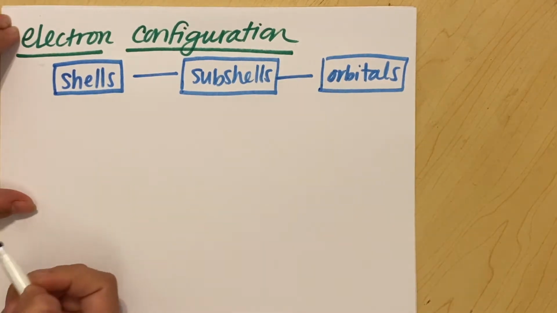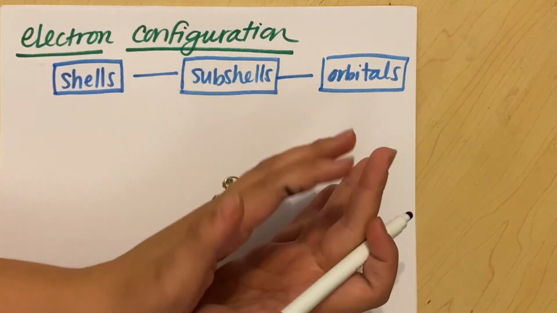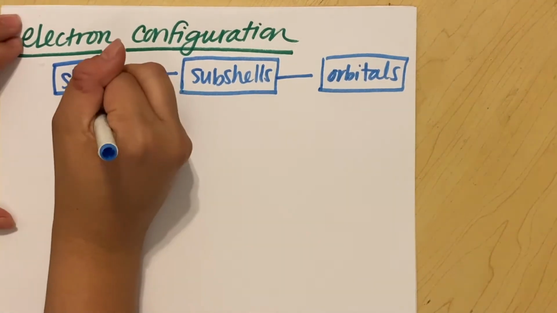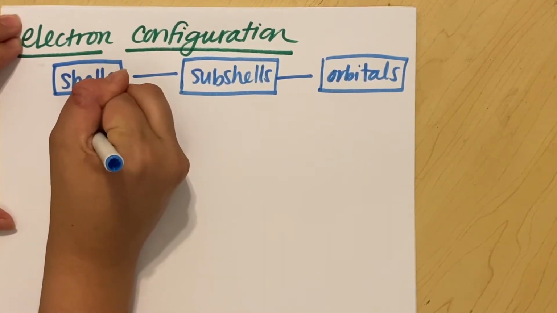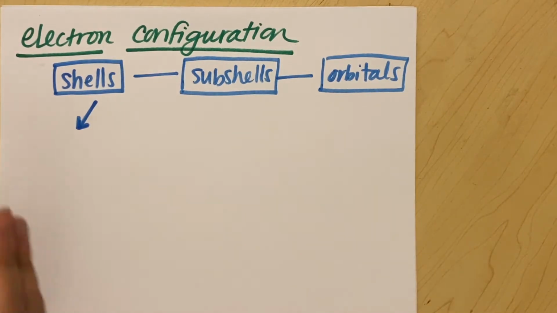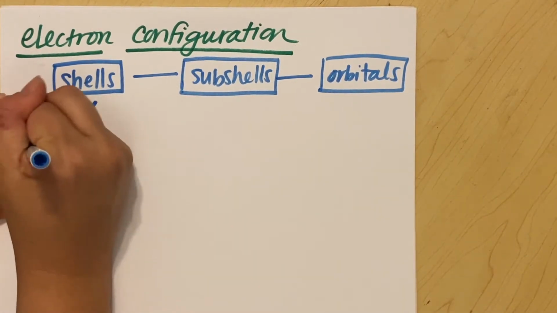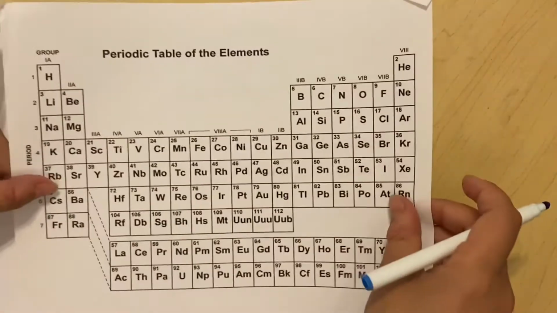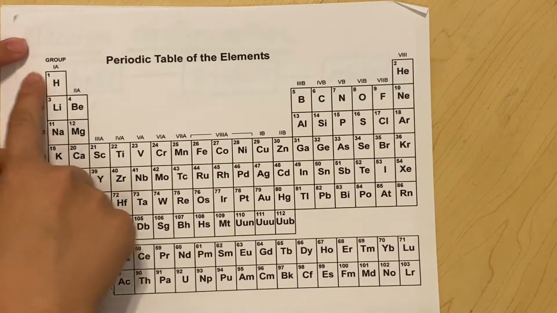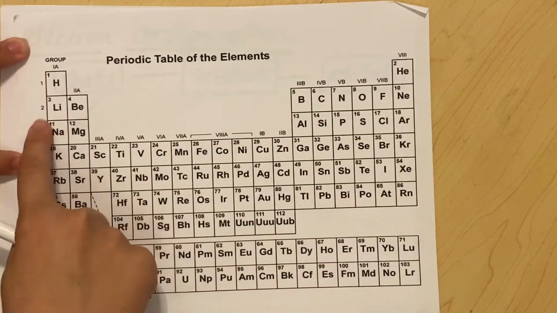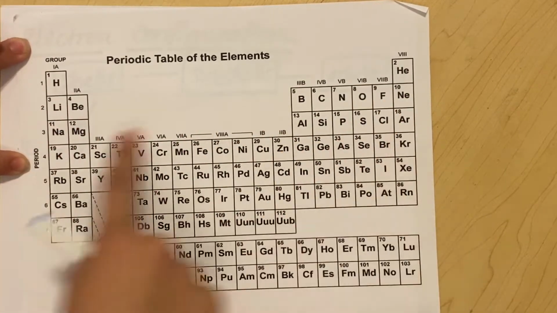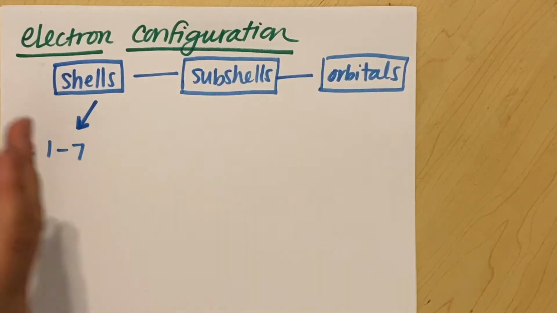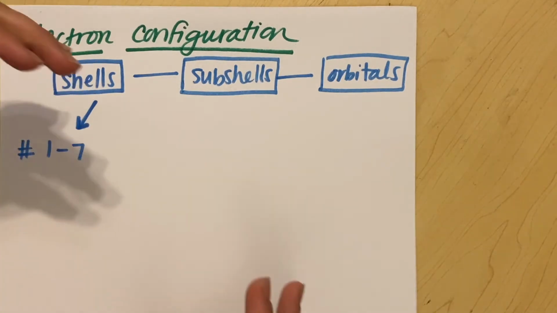Okay, so we'll start big and work smaller. We'll start with shells. This is the easy part because you already hopefully have a basic understanding of electron shells. This is just numbers 1 through 7. If you're looking on your periodic table, this is by period, shell 1, shell 2, shell 4, 5, 6, 7. So you have 7 electron shells where those electrons are going to be.